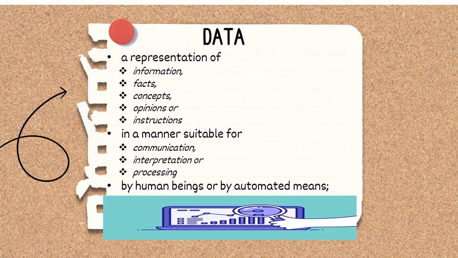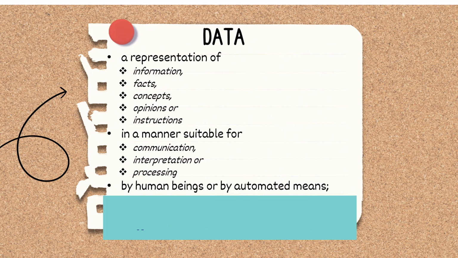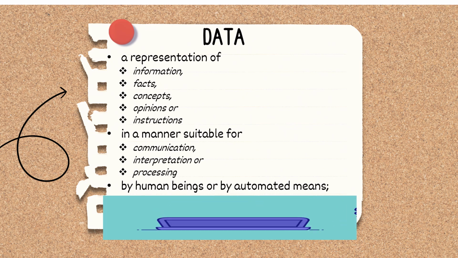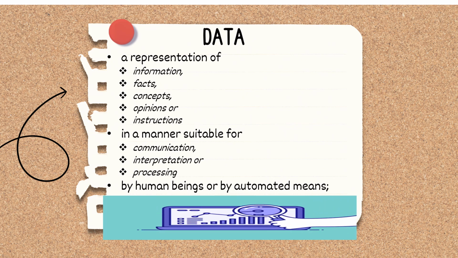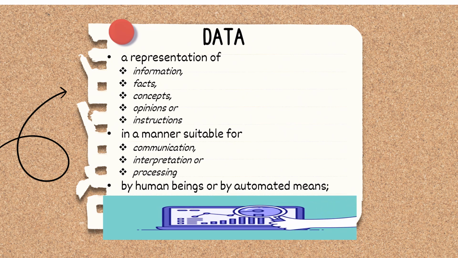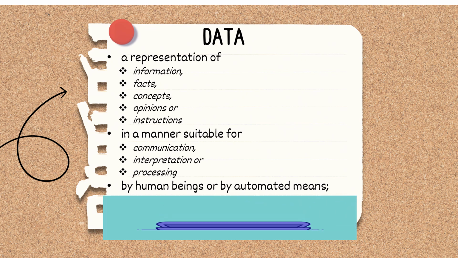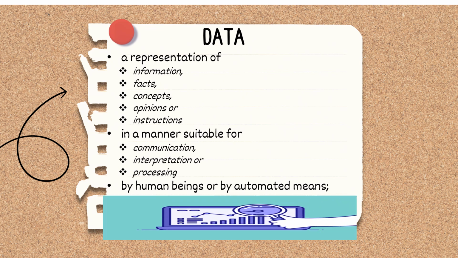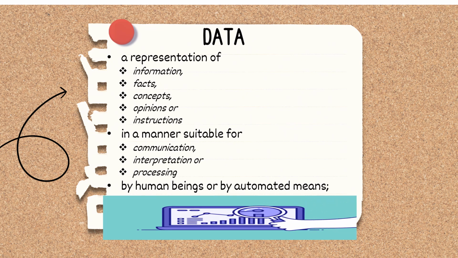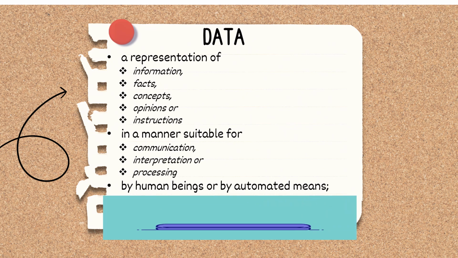Now, the data should be in a manner which is suitable for communication, interpretation or processing by human beings or by automated means. So, it should be understood by people. Now, a printed report with statistics on paper usage in an office, which can be read and understood by office staff. So that becomes data in a manner suitable by human beings.